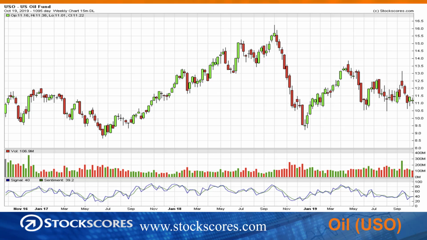On to oil. You can see the oil chart here is in this downward trend. It tried to break the downward trend a few weeks ago. It failed. And we're still in sort of a pessimistic pattern. We've got pretty good support there. What you want to watch for is, does this downward trend line get broken? If so, that's bullish. If we break this horizontal line of support here, that is bearish for oil.